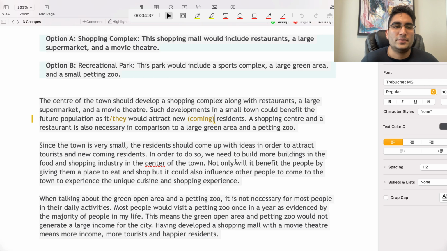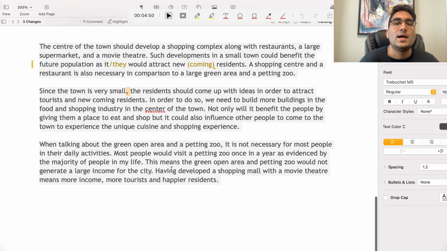A shopping center and a restaurant is also necessary in comparison to a large community. Okay, good. Since the town is very small, comma, very nice. You know, with since, you gotta do a comma once your first point is done. So I'm glad you did that. Many students don't. The residents should come up with ideas in order to attract tourists and new coming. Again, that's the same thing, new coming residents.